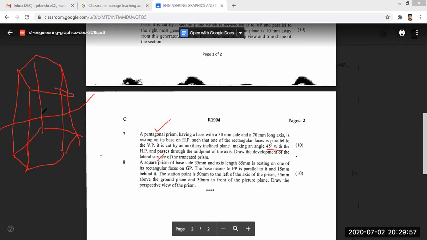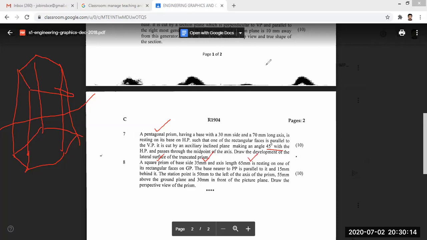So you have to draw the remaining portion in Fusion 360. That is question number 7. Question number 8 is to draw a square prism with side 35 and axis length 65. That's it.